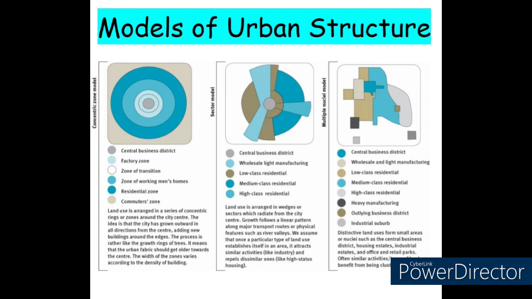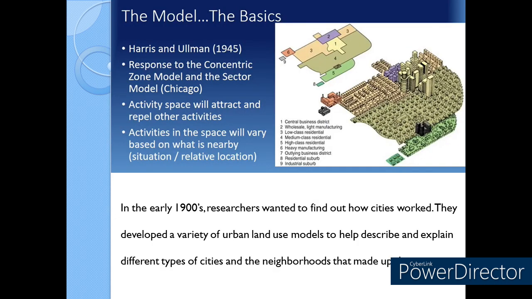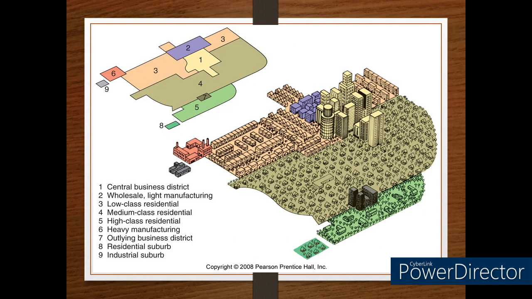Therefore, let's begin to look at a prime example or diagram of what the Harris and Ullman multiple nuclei model would look like. Here in the diagram, as you can see, number 1 represents the Central Business District, or the CBD. So this is the first nuclei or the main hub of the city.